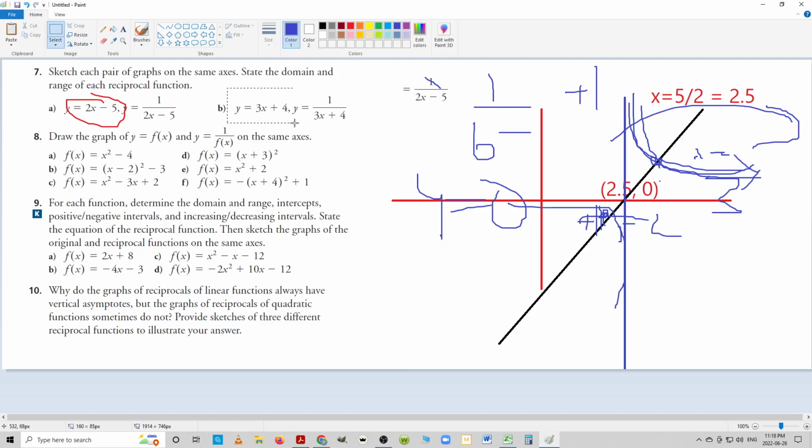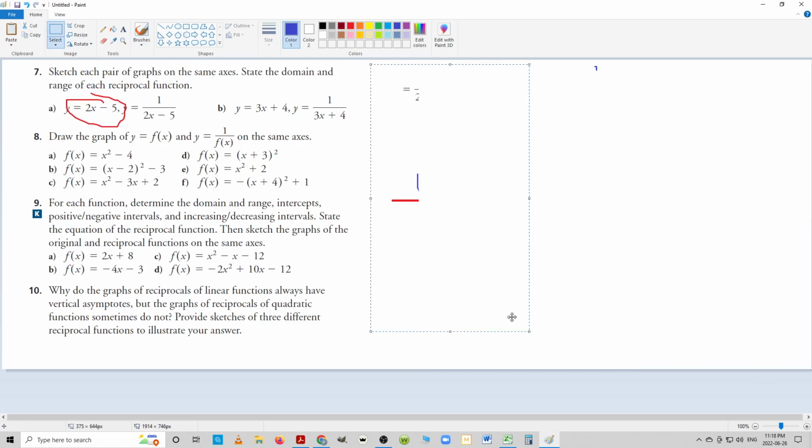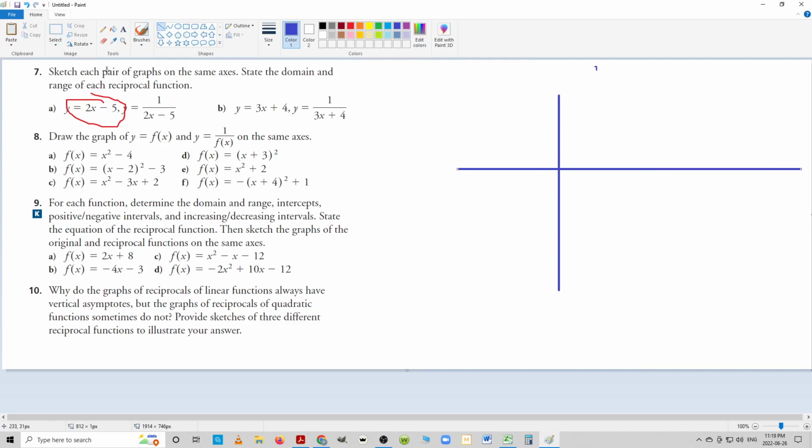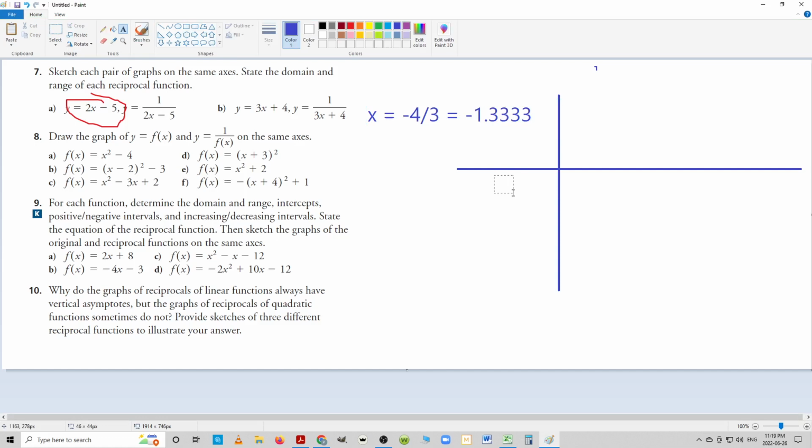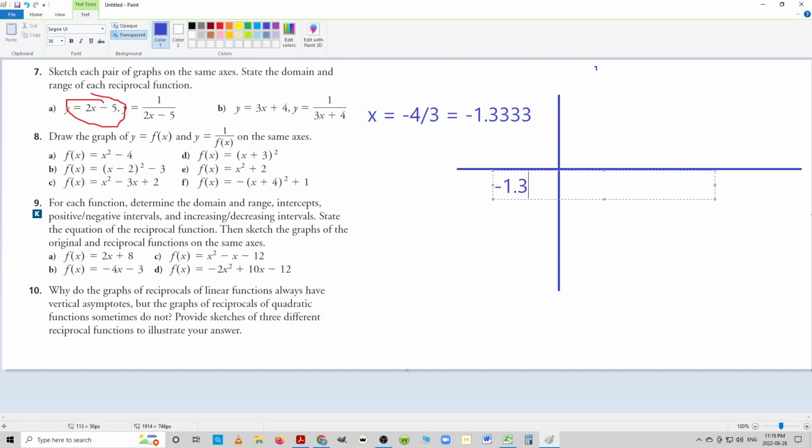This is also a line with a positive slope, but it's going to go through a negative point, when 3x plus 4 is equal to 0. This is the y-intercept. To get 3x is equal to minus 4, divide both sides by 3. Its x is negative 1.3333. So on the line we'd have an x-intercept of this.